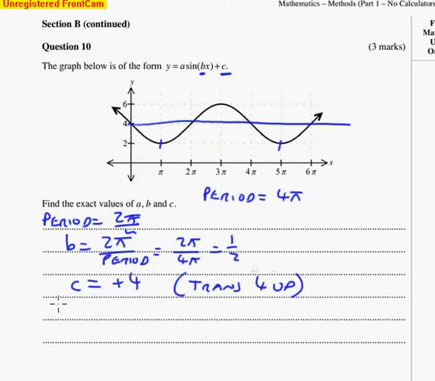We can also see that the amplitude is, that is, from the middle to the top, or if you go from the peak to the trough, or top to the bottom, and divide it by 2, 6 to 2 is 4, and half of that will be 2, or 2 from the middle. Either way, the amplitude is 2.